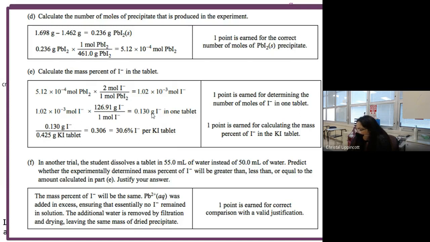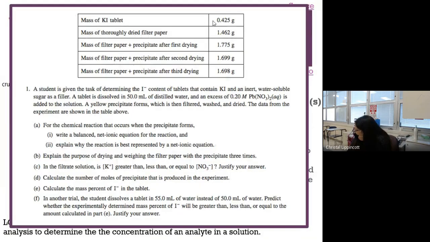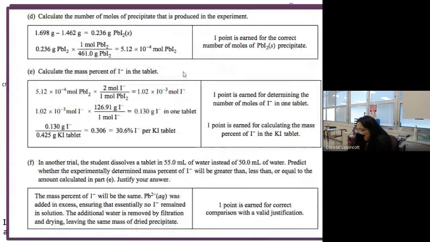So that will give you the number of moles of iodine, which they wanted. Then they wanted the mass percent of iodine. So you're going to take the 0.13, which you calculated from these moles, and multiply it by the molar mass. Then you divide it by the whole tablet that you started with originally back here, and that'll give you your percent yield for that.